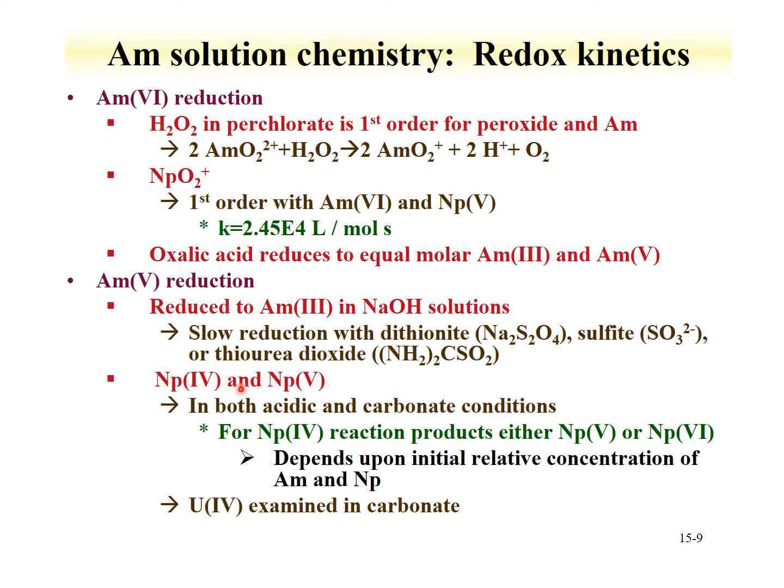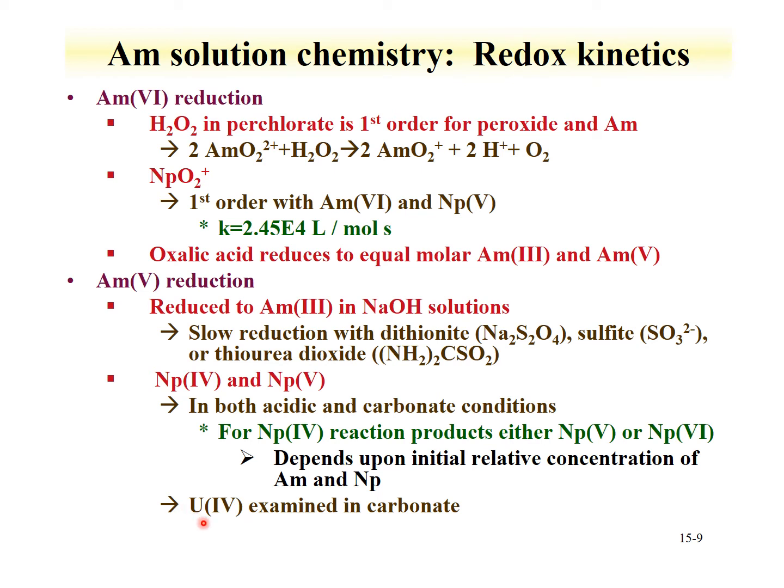Neptunium-4 and neptunium-5 can drive the reduction of americium-5 in both acidic and carbonate conditions. Americium-5 is reduced by neptunium-4 with reaction products producing either neptunium-5 or neptunium-6, and this depends upon the initial relative concentration of the americium and the neptunium.